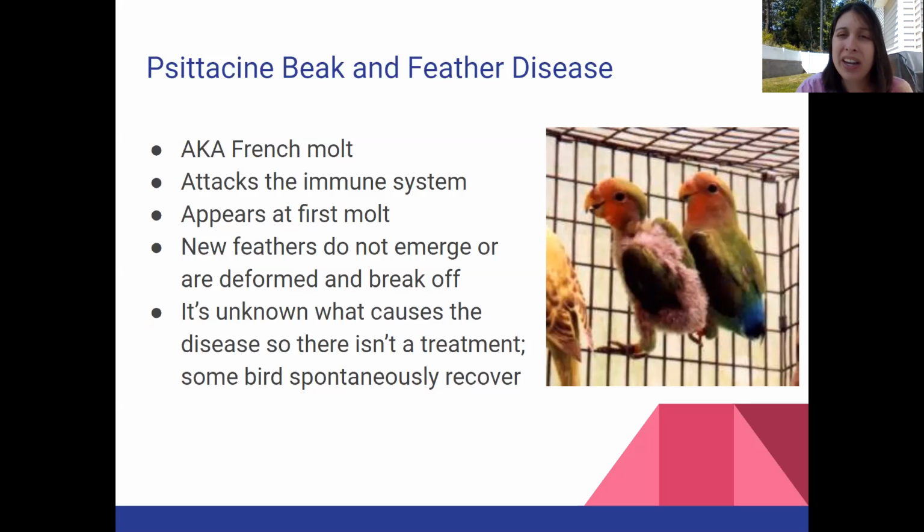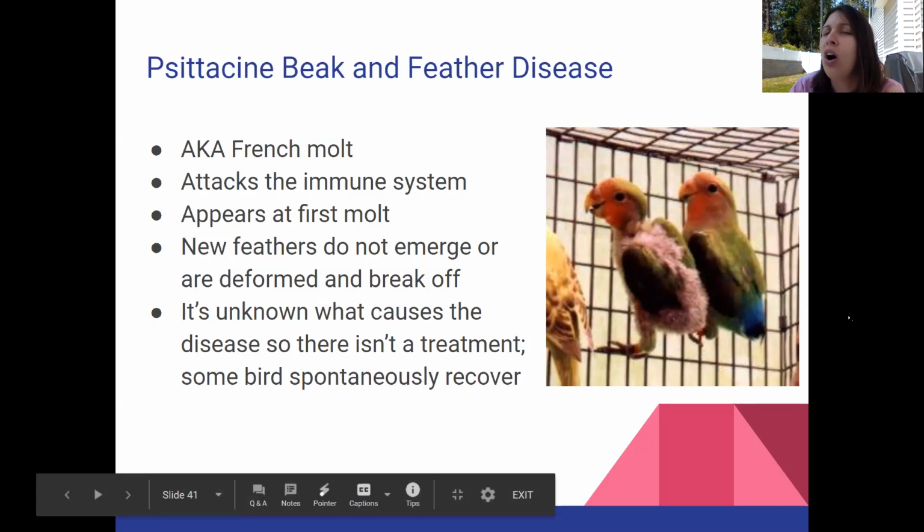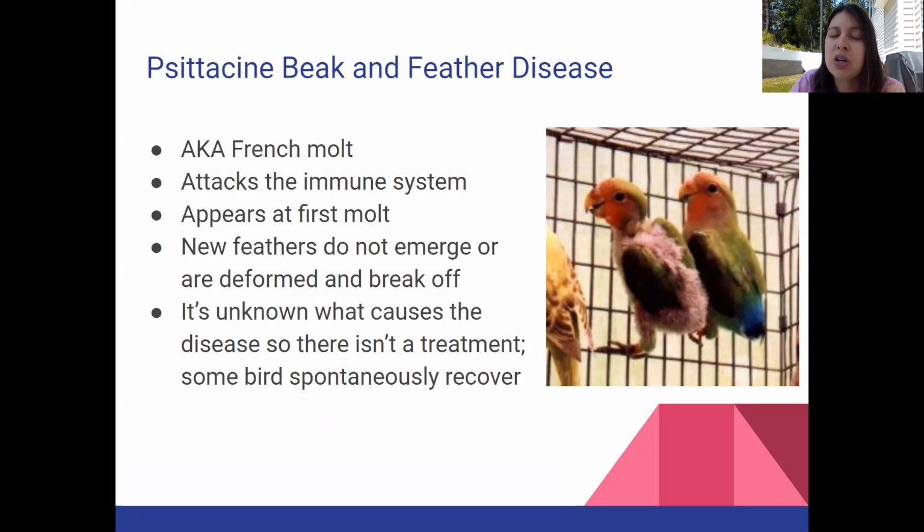They come back really weakened, deformed, like they'll easily break off. It's unknown. No one really knows what causes the beak and feather disease. So because no one knows what causes it, there isn't a treatment for it. Most birds will typically end up recovering on their own from it. It just takes a while for the bird to be able to recover.